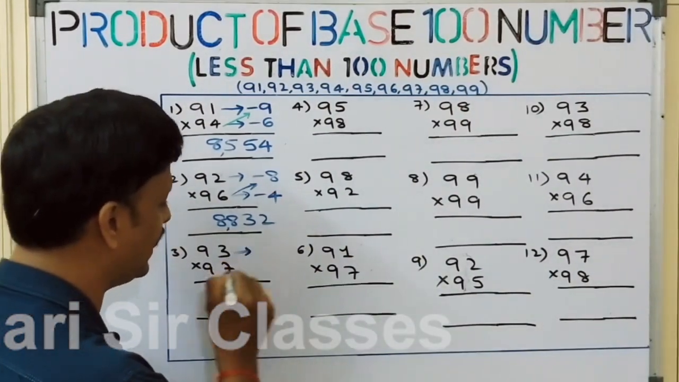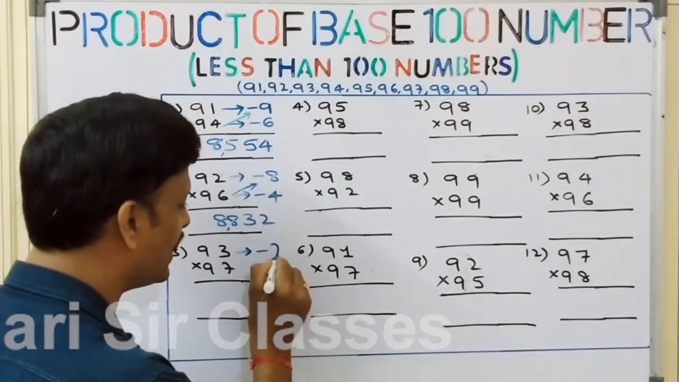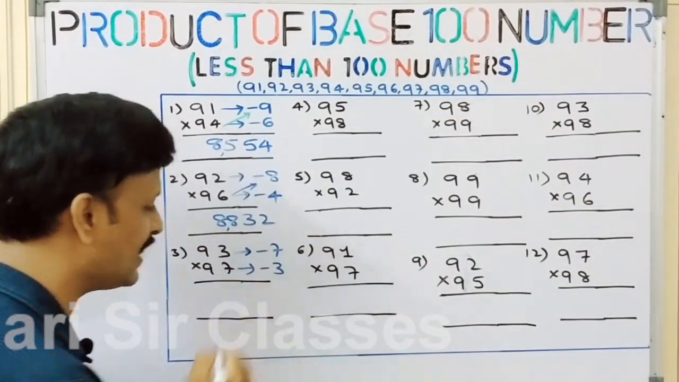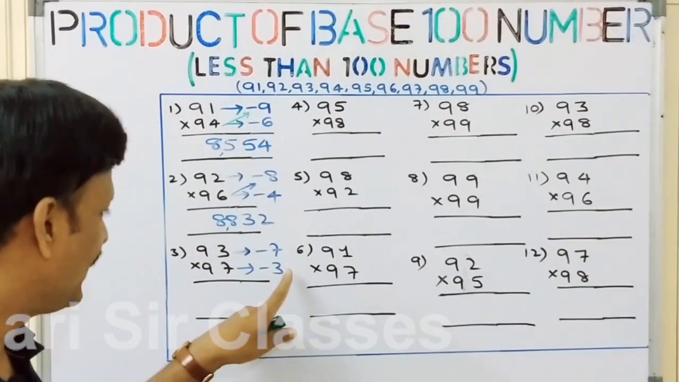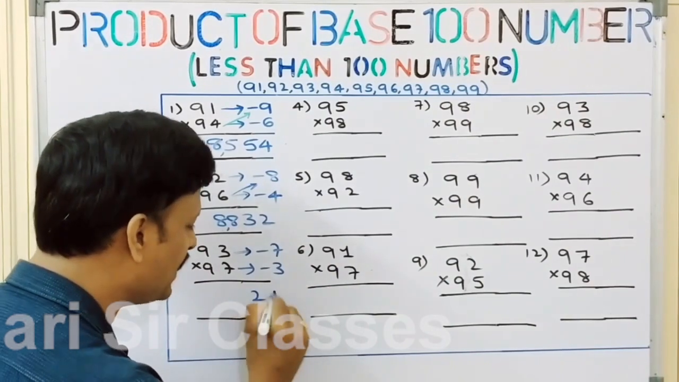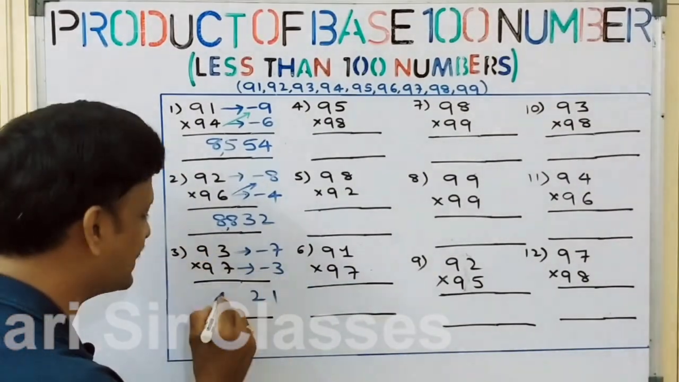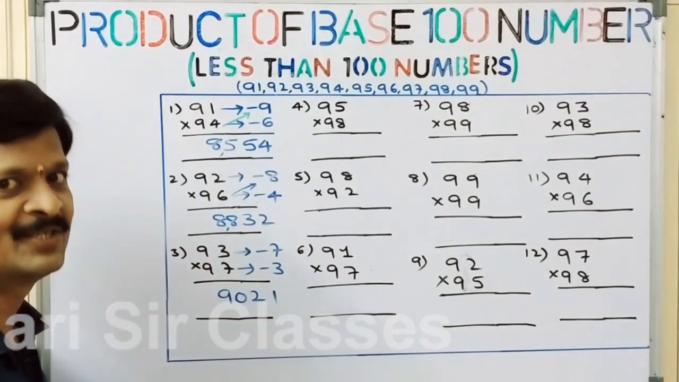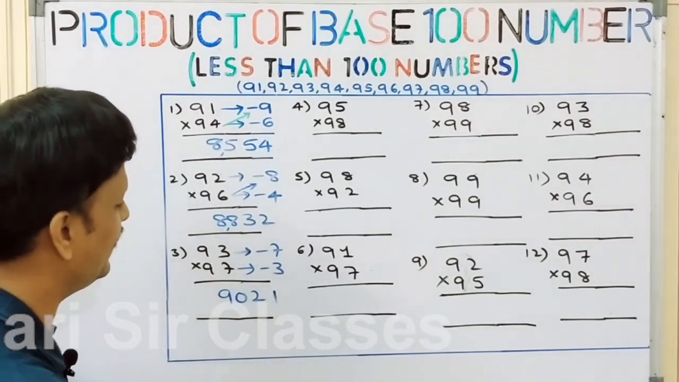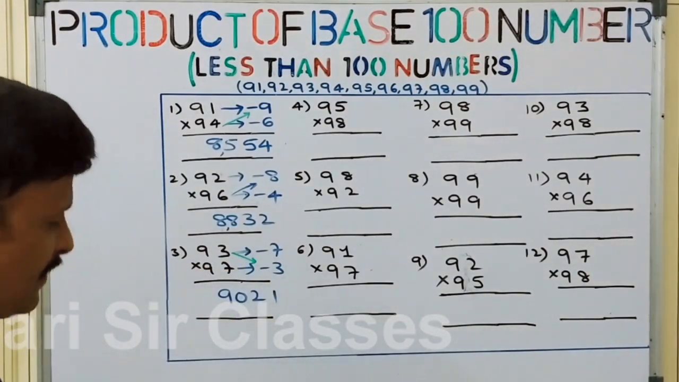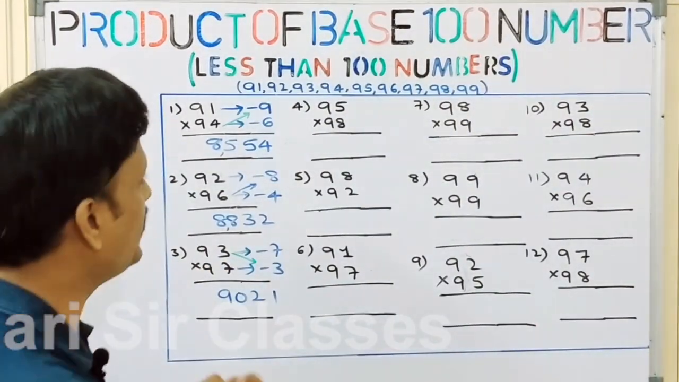That is 93. 93 is 7 less than 100. That is minus 7, you write down. 97 is minus 3, that is 3 less than 100. Let's multiply 7 and 3. That becomes 21. 93 minus 3 is 90, and 97 minus 7 is also 90. So I consider here 93 minus 3. No problem, anything you can consider. That is done. Next, coming to the next question.